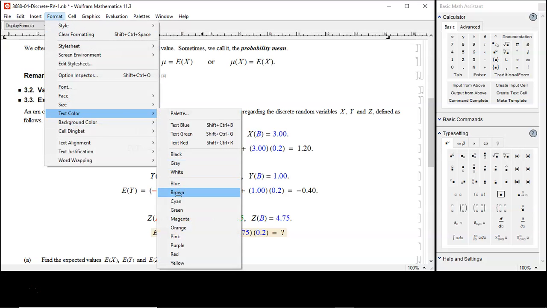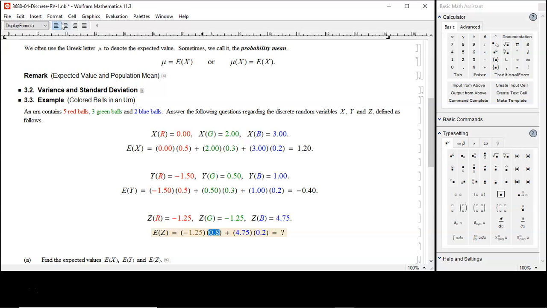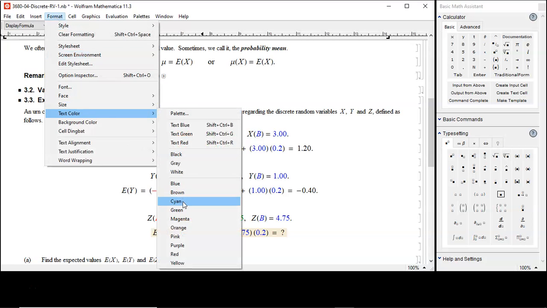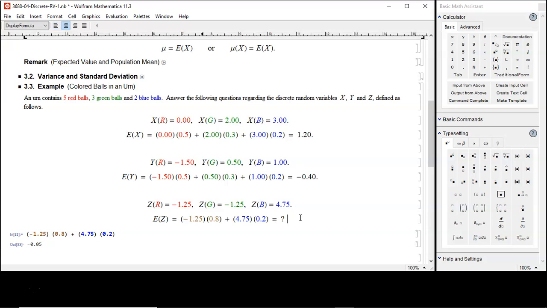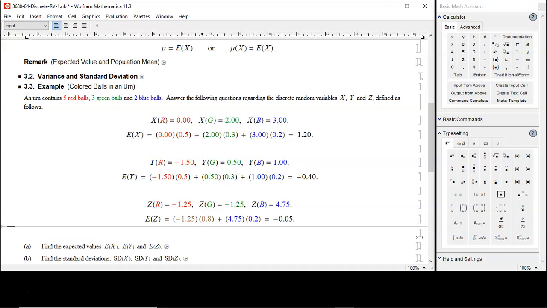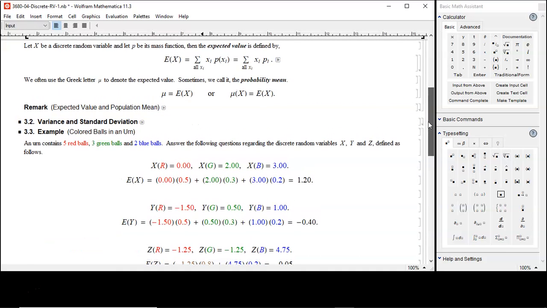So let me use a different color. And then let's finish this computation. What do you get in the end? My calculation yields negative 0.05. This kind of thing is expected value. Easy concept, easy computation.